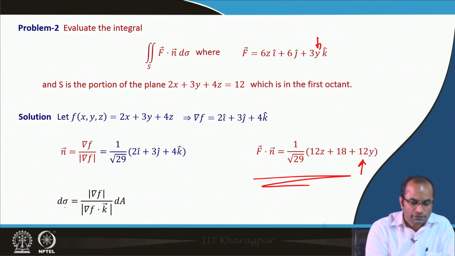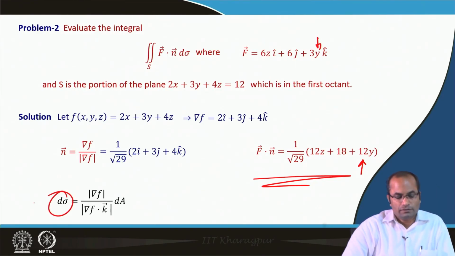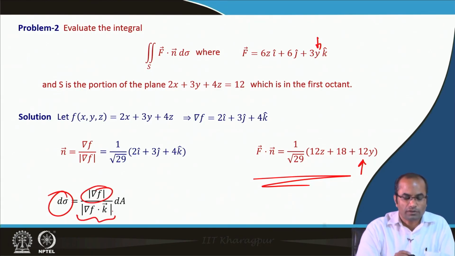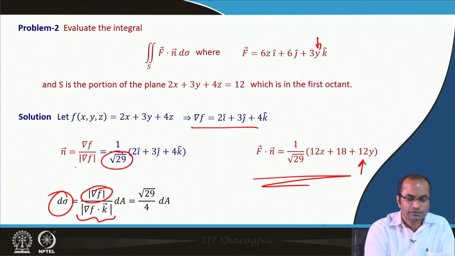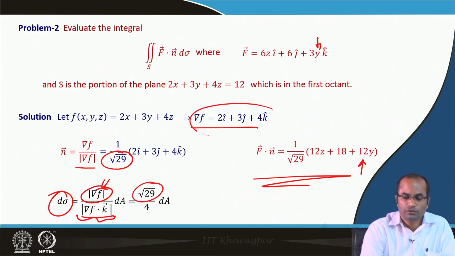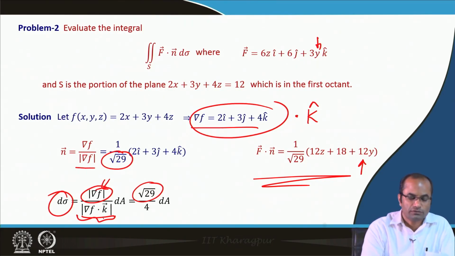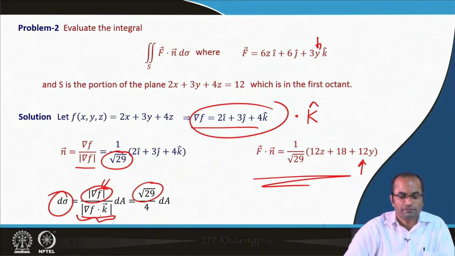And next we have this element here, d sigma, which is the magnitude of gradient f divided by this product. So, we need to compute this as well. The gradient f is computed here, we have already computed its magnitude, that is square root 29, and then the gradient f dot product with the k, because here we are projecting on this xy plane again. So, that is the normal to the xy plane, we have here the k.